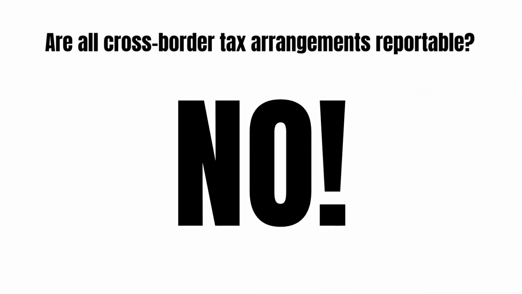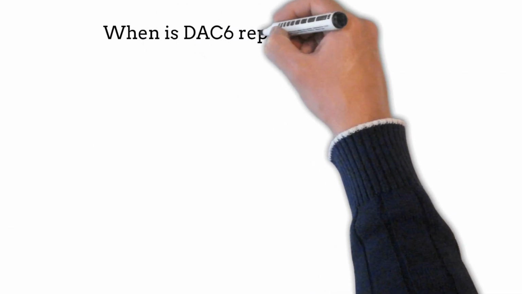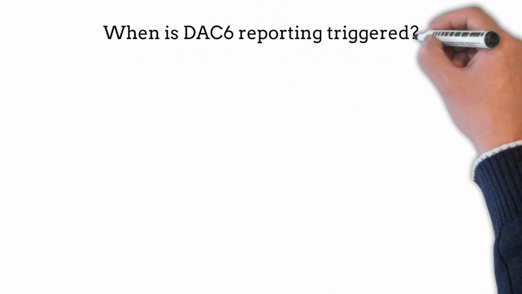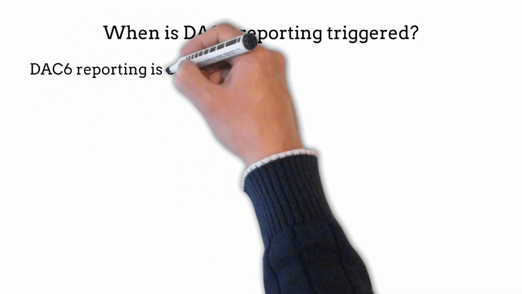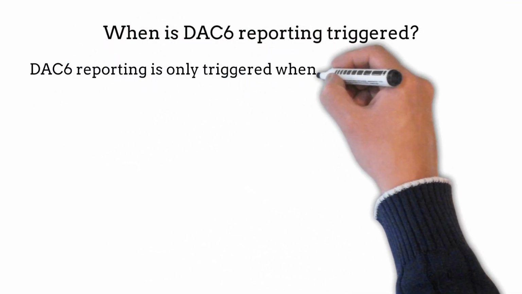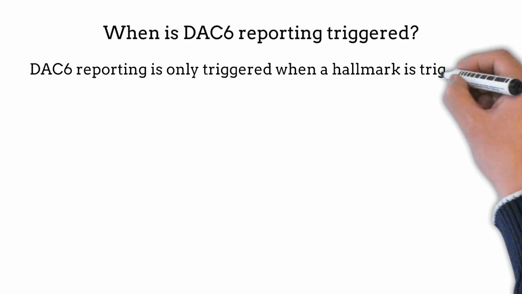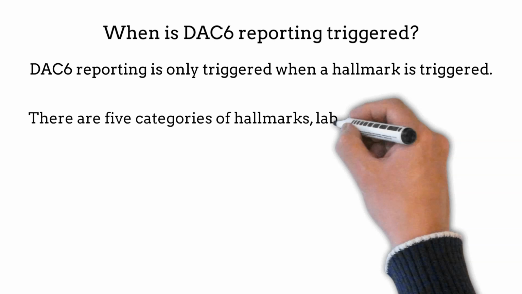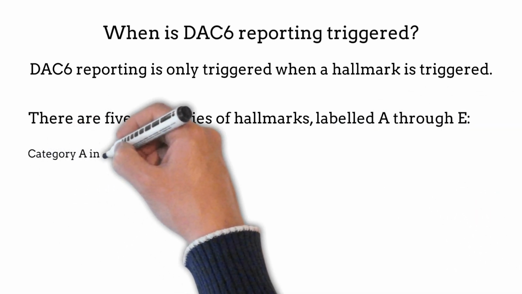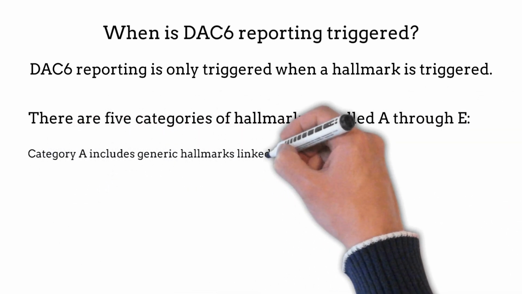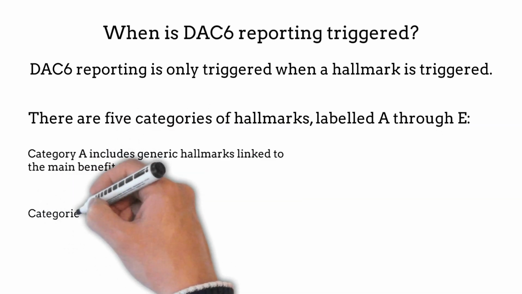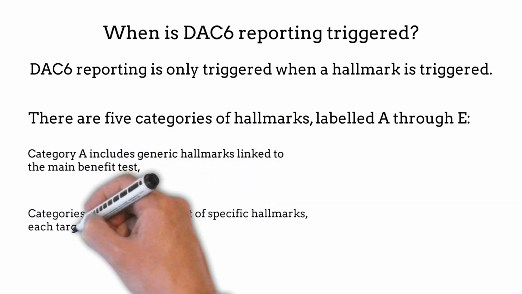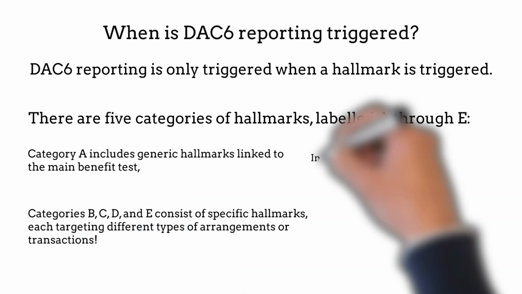Not all cross-border tax arrangements need to be reported, though. DAC6 focuses on those with specific characteristics called hallmarks. These hallmarks indicate that an arrangement could be potentially aggressive or abusive in terms of taxation. There are 5 categories of hallmarks, labeled A through E. Category A includes generic hallmarks linked to the main benefit test, while categories B, C, D, and E consist of specific hallmarks, each targeting different types of arrangements or transactions.